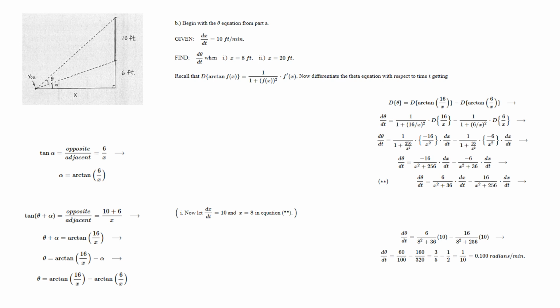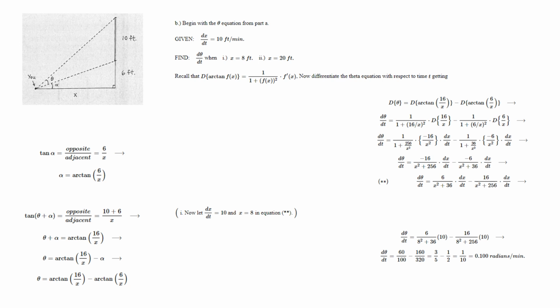And so here is again the figure abbreviated, and so you can observe that the tangent of theta plus alpha is 16 over x. That means that theta is equal to the arctan of 16 over x minus alpha, but alpha from the picture is also the arctan of 6 over x. So this is what theta is as a function of x, but x is also a function of t. So you're going to take the derivative with respect to t.